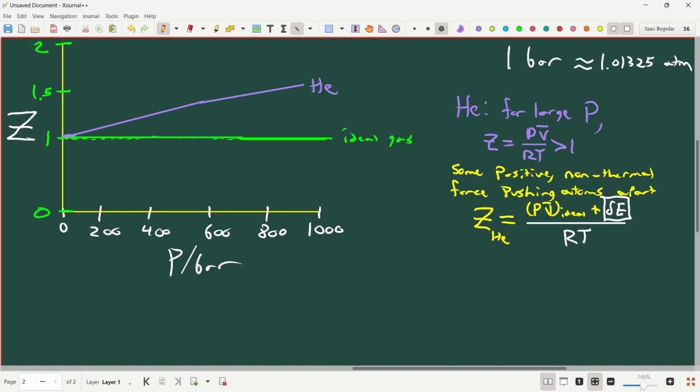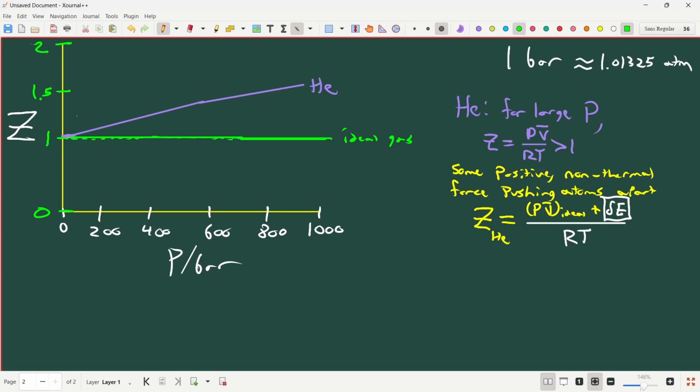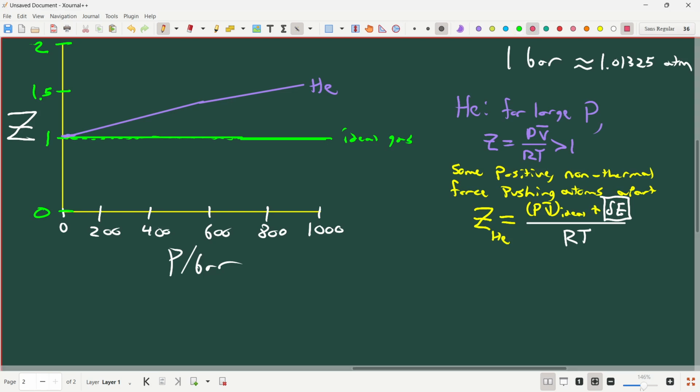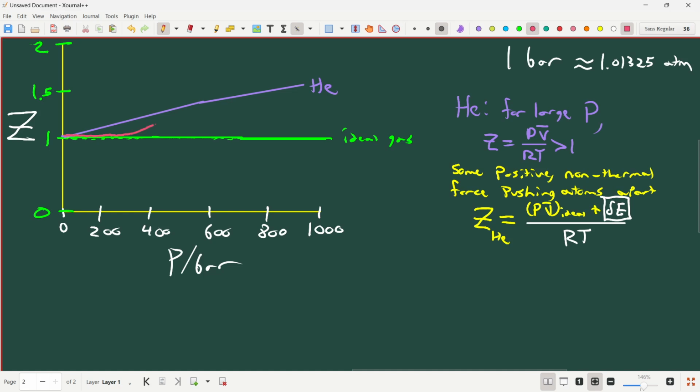Okay, so maybe it's worth looking at how this changes as a function of the gas. And that's what you're doing in lab this week. We don't just do one gas, we do a couple different ones. So let's look at nitrogen. I'm going to do it in a magenta. It's not really interesting, but it has similar behavior. It stays flat for a while, but then as pressure increases, the compressibility factor increases even more.